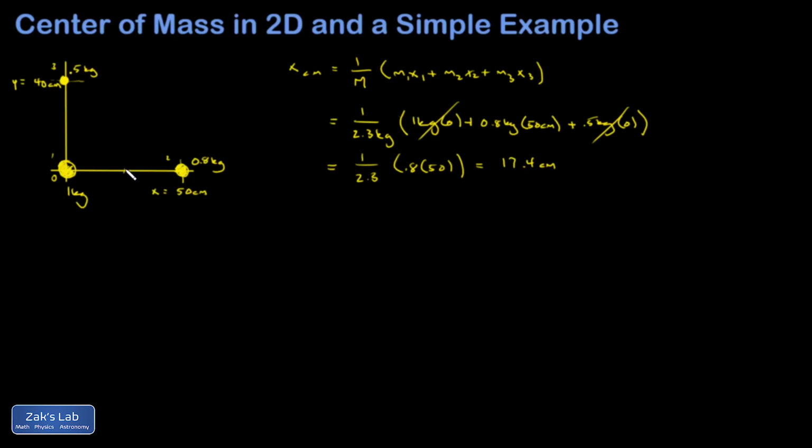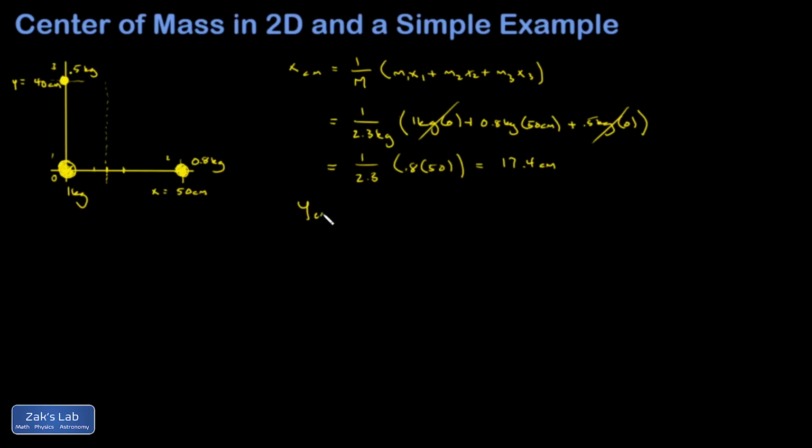Now this is like 25 right here, so half of that's here, and 17 is somewhere in between those, so I'm just going to put it right here and say my x center of mass coordinate is there, so the center of mass must lie along this dotted line somewhere.